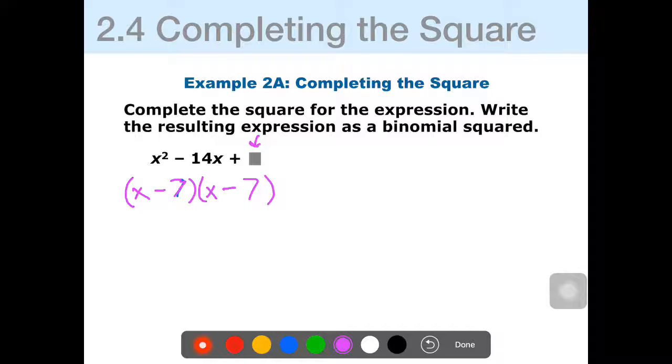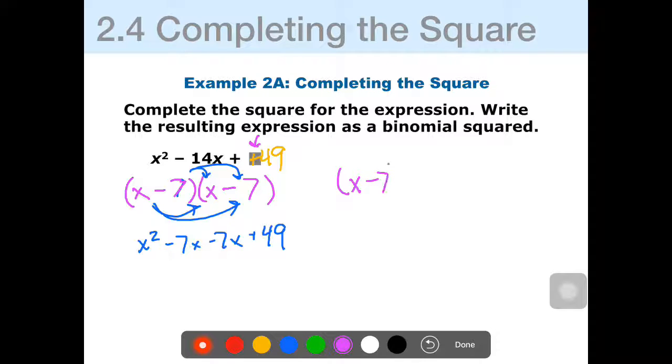And so when I do that, now I multiply it back out, and let's see what I end up with. X squared minus 7x minus 7x plus 49. So the number that needs to go at the end here to complete this would be plus 49. Because when there's that number there, I could rewrite this whole thing as x minus 7 squared.